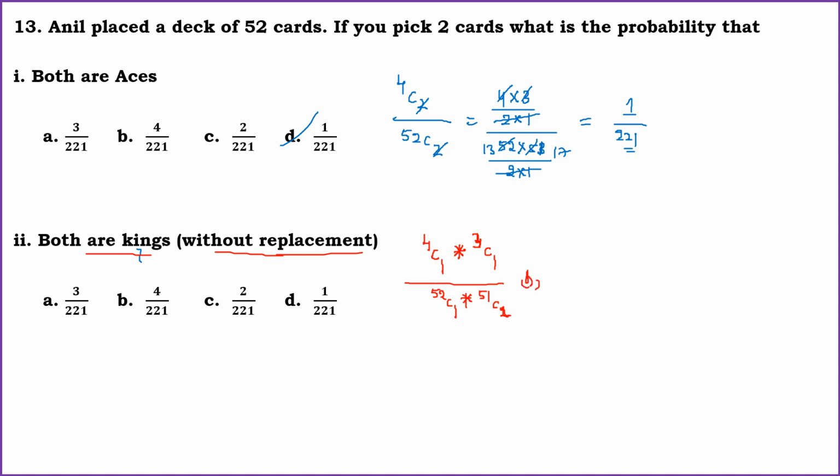Or I'll tell you like this. I am taking one card at a time. There are 4 kings, 4C1 by 52C1, since there are 52 cards. I am not replacing it; I am taking the card away. Next time, there are only 3 kings, 3C1 by 51C1, since there are only 51 cards. The answer is 4 into 3 by 52 into 51, which is 1 by 221. I hope it is clear, sir.